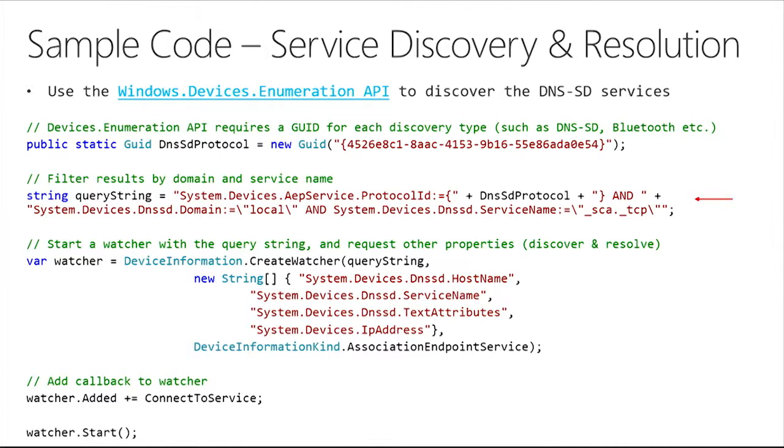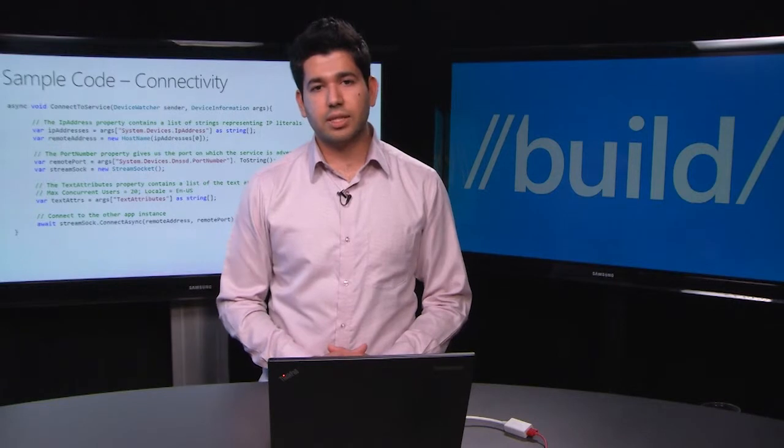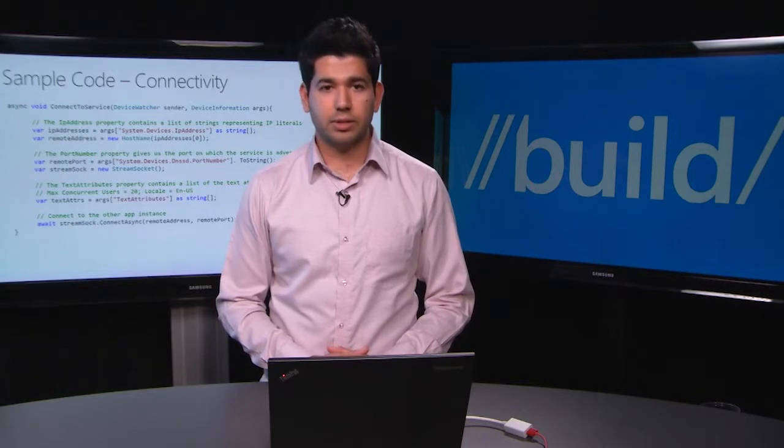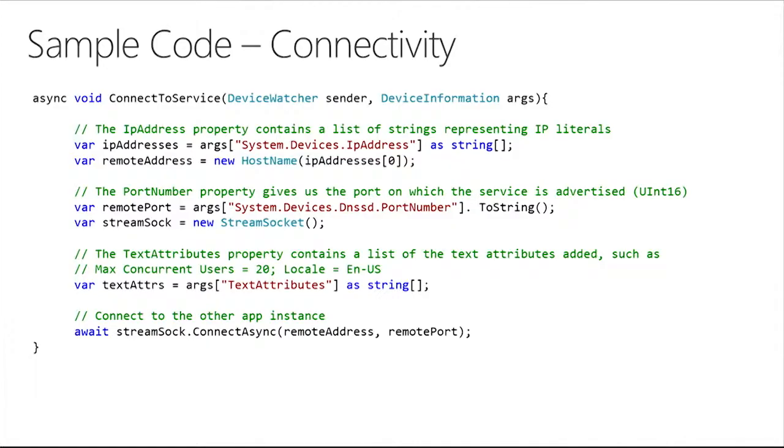Next up, we'll create a query string for all apps using the DNS-SD protocol along with their service type. Once we have created the query string, we can add a callback to the watcher and start it. Once we have discovered instances of our application on the local network, we'll retrieve information that will allow us to connect to those instances. We'll be retrieving information such as the IP address, the port number, and optional text attributes.